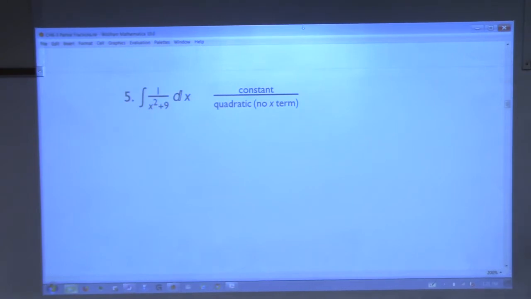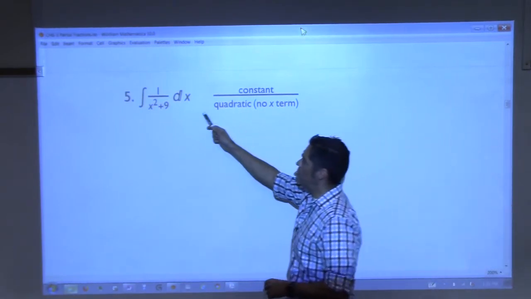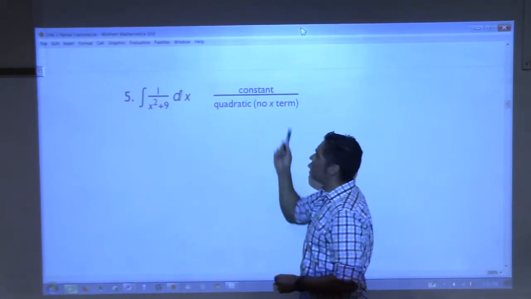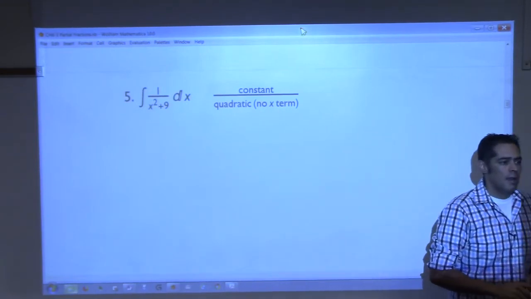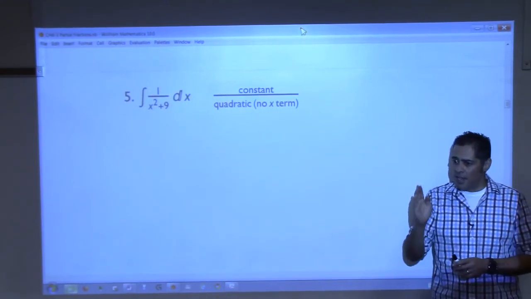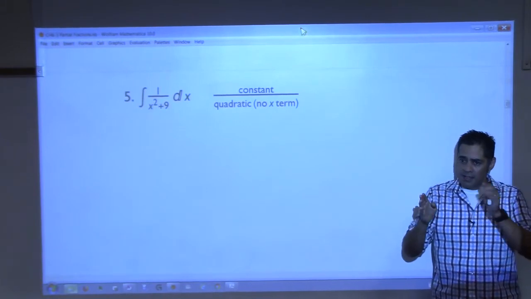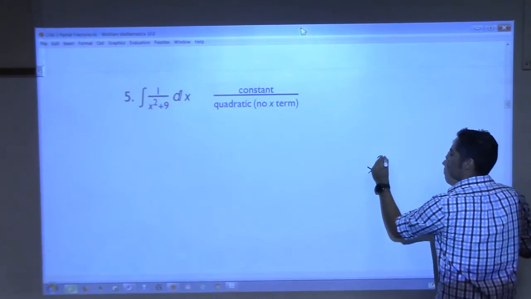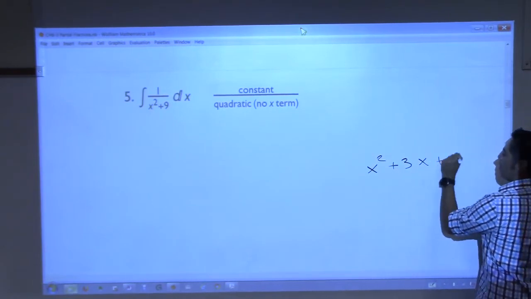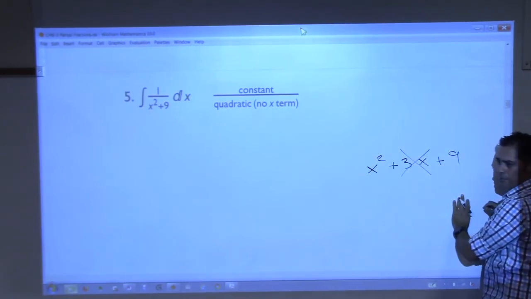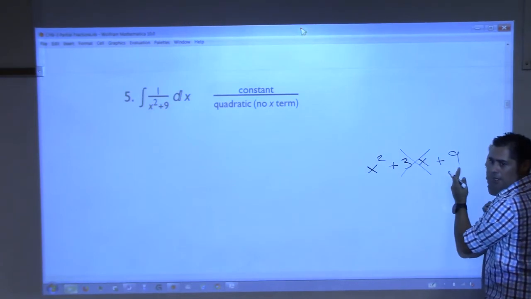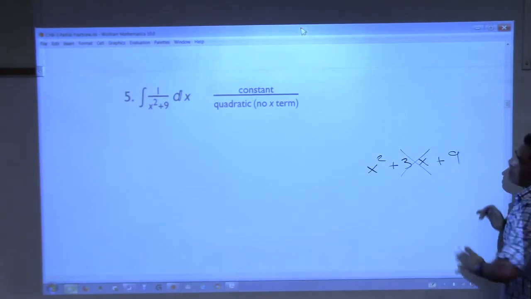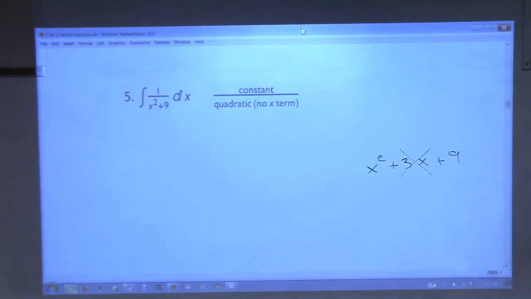What if we have a constant over a quadratic expression that has no x term in it? What I mean by no x term is it has an x squared term, it has a constant term, but there's no x term. We just have the squared term and a constant term, right? So how could we go about doing this?